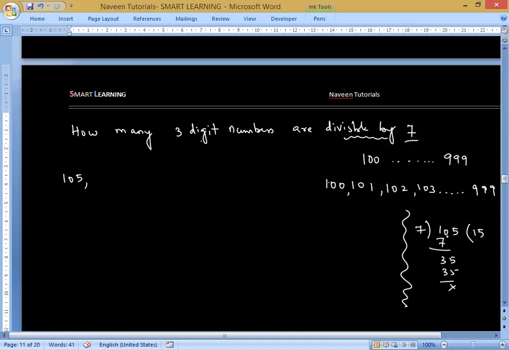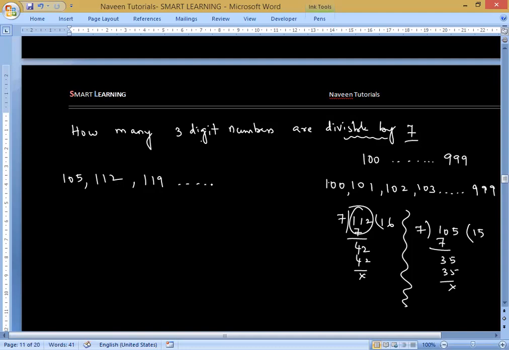106 will not go, 107 will not go, 108, 109, 110, 111, 112. So 112, again I'll check with 7. 7 ones are 7, then I'll get 4. I'm taking 2 as the next value. 7 sixes are 42. So I'm getting 112 as the next value. So you can see the difference between 112 and 105 is 7. So if I add 7 to 112, I'll get directly 119. So first term, second term, third term.